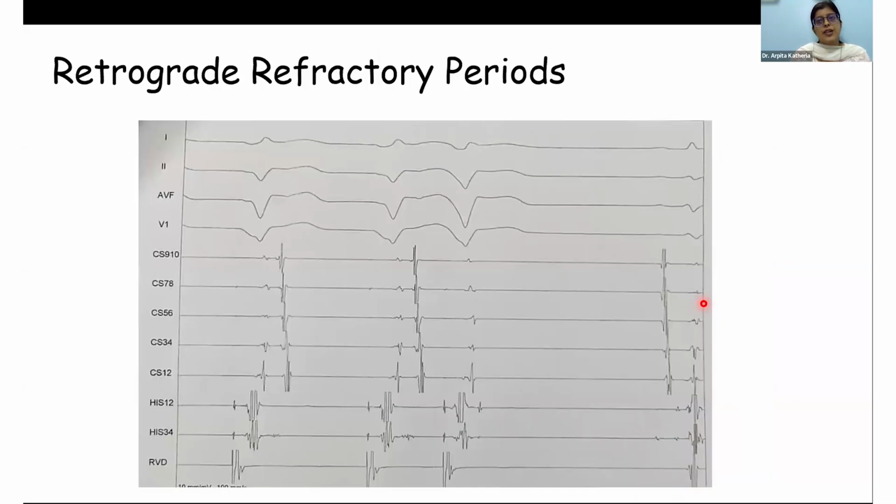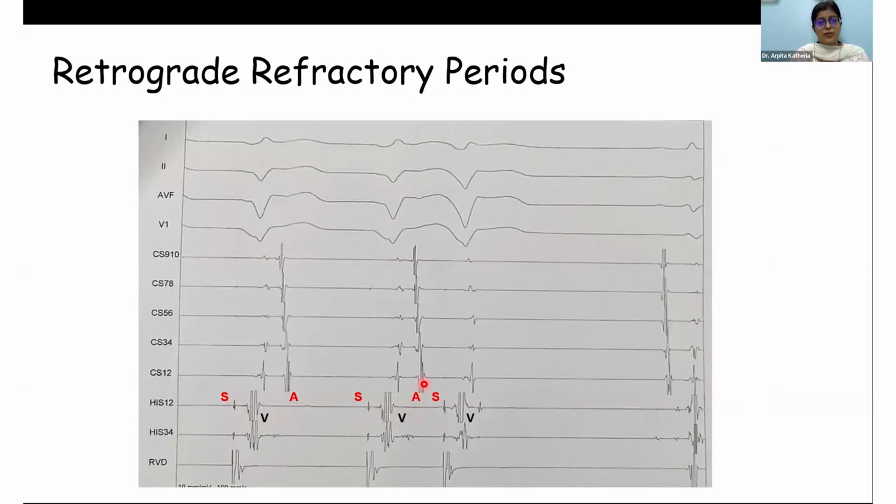Now we can also analyze the refractory periods retrogradely by V pacing. Again, we are pacing the ventricle. S is the stimulus we are delivering. In the his bundle, we can see a V wave, since we are pacing the ventricle, RV pacing it over here in the RV catheter. In the his bundle, we are seeing the V wave, and in CS, we are seeing the A wave. Second stimulus followed by a V and an A wave.